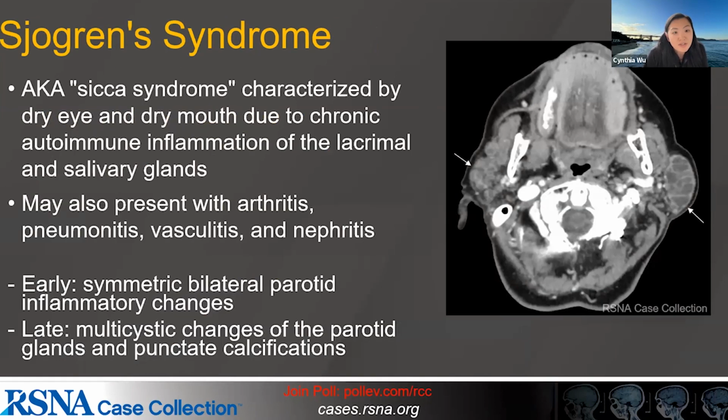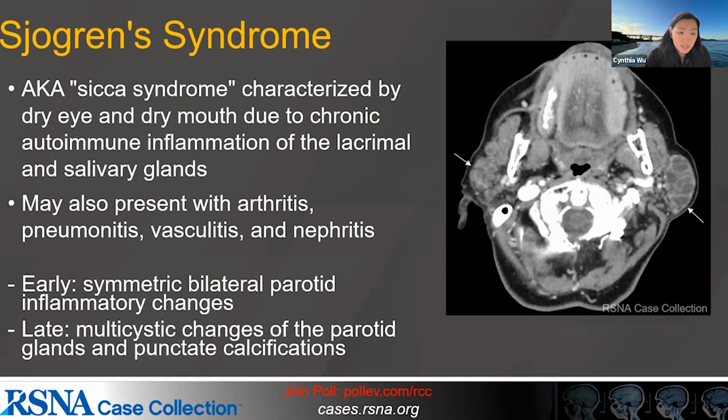Next slide, please. So Sjogren's syndrome is characterized by dry eye and dry mouth symptoms, and it's because of this chronic autoimmune inflammatory process that generally attacks the lacrimal glands and the salivary glands. Sjogren's syndrome may also present with arthritis, pneumonitis, vasculitis, as well as nephritis. You notice the itis in all these names, right? Because it's a systemic inflammatory disorder.